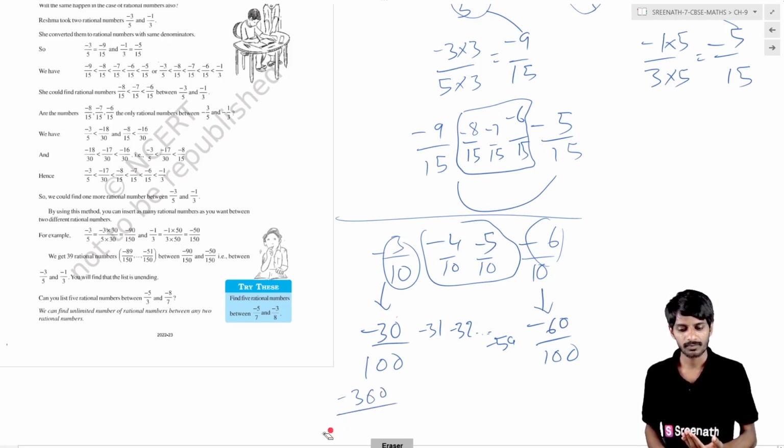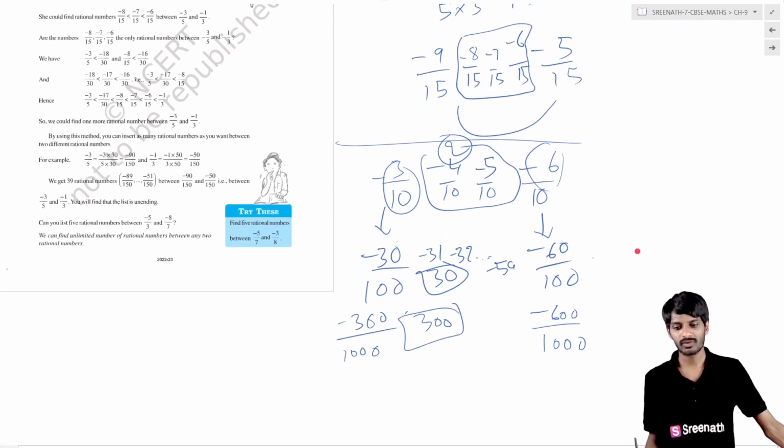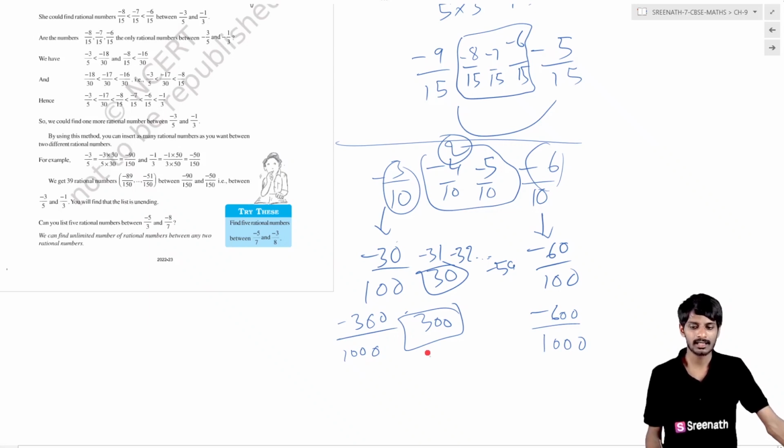It will become 1000, and it will become minus 600. It will become 1000. Then what are the rational numbers between them? In between them there are almost 300 rational numbers. Here there are almost 30 rational numbers. Here we are having only 2 rational numbers. So if you further multiply with another 10, then it will become 3000 rational numbers.